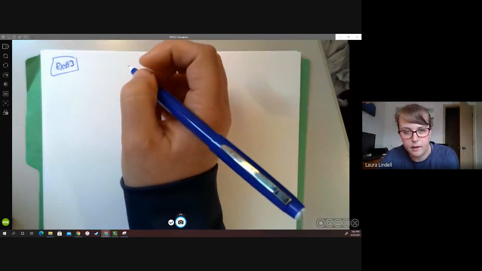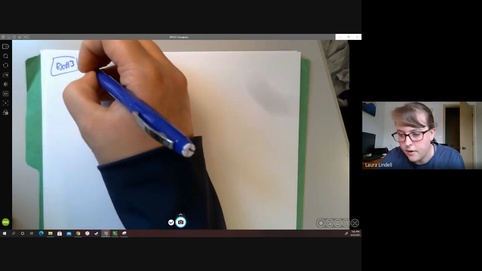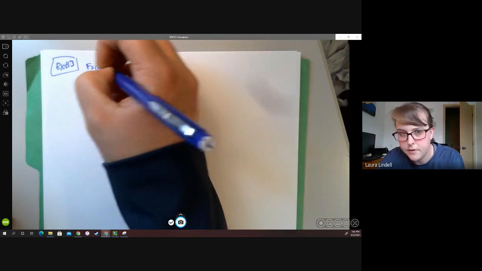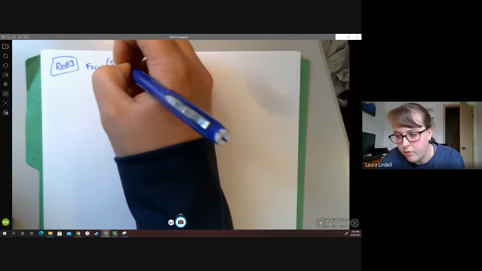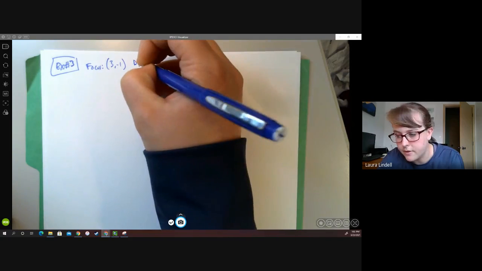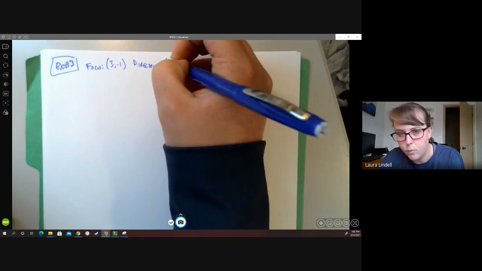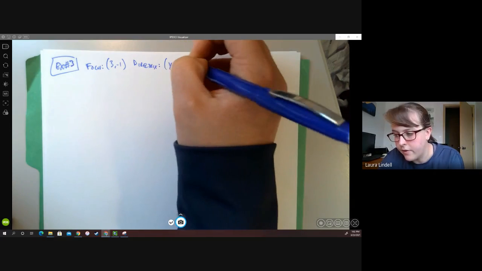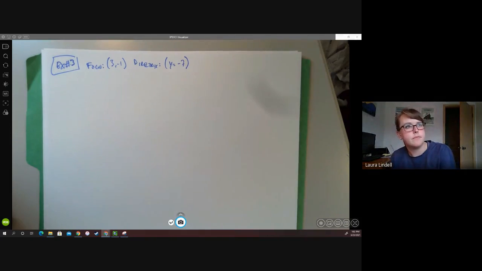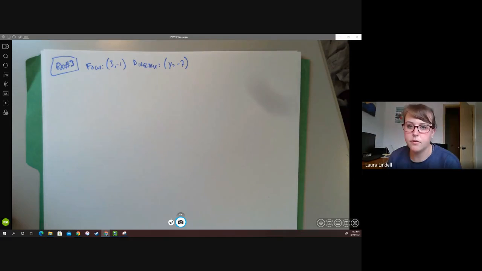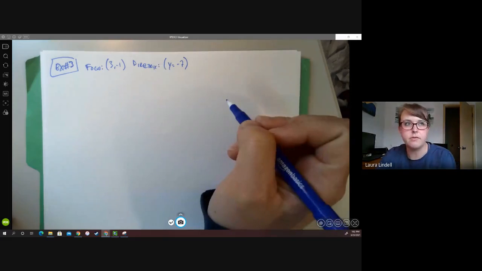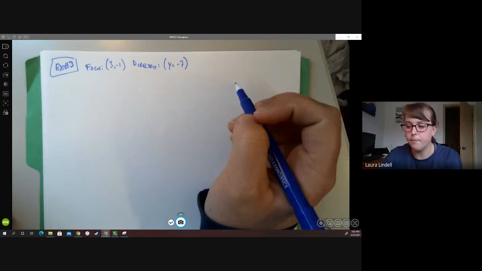All right, so this time we are going to be given the focus, which is going to be 3, -1, and the directrix, which is y equals -7. Okay, so with this, what I would do first is kind of get a picture of what we're dealing with here. Where are the focus and directrix located with respect to each other?